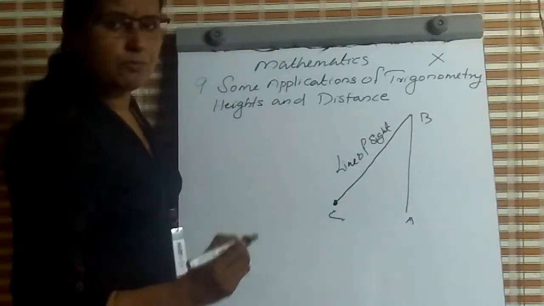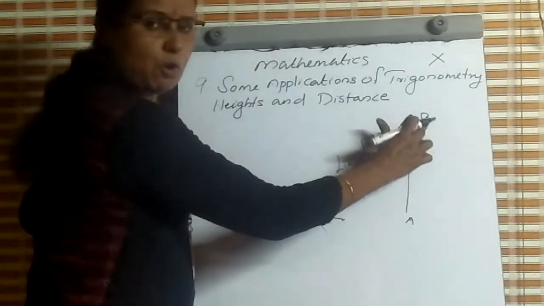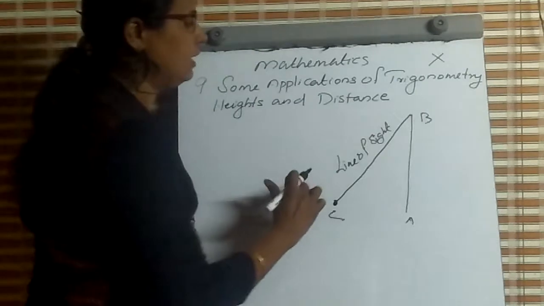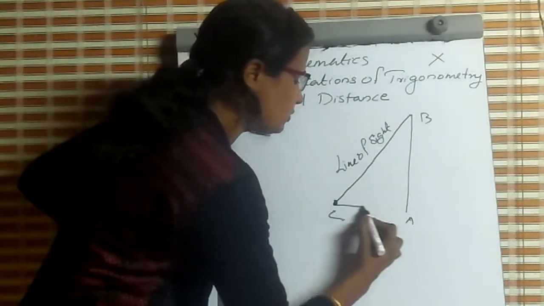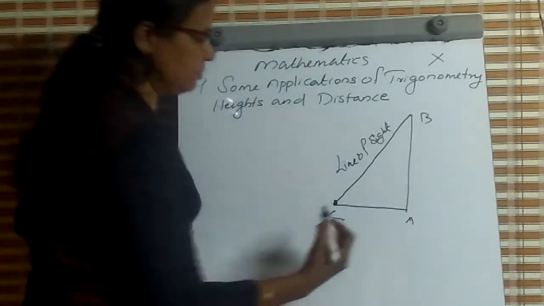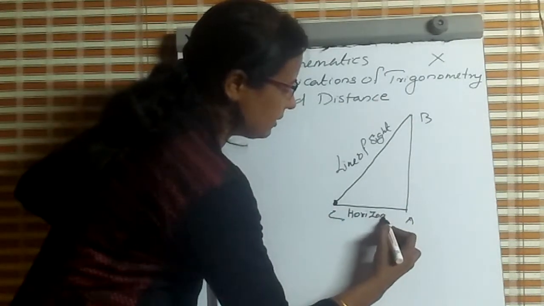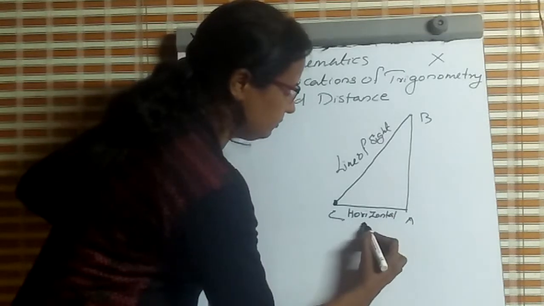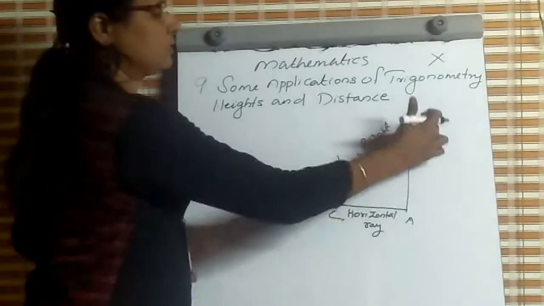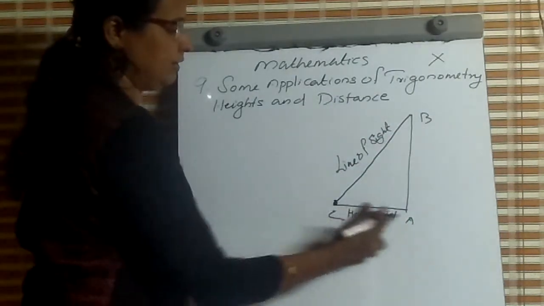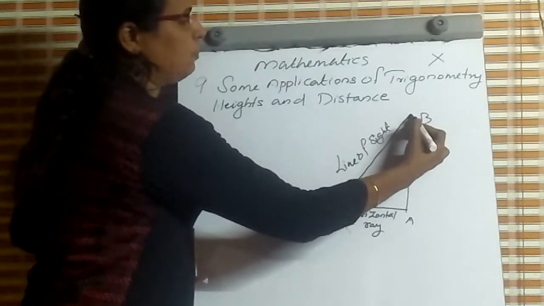The line drawn from the eye of an observer to the point where the object is viewed is called line of sight. At the same time, a ray goes horizontally from his eyes. This ray is called horizontal ray. Here we have two lines. This AB is the hill and a man is observing the top of the hill. The hill point is B.